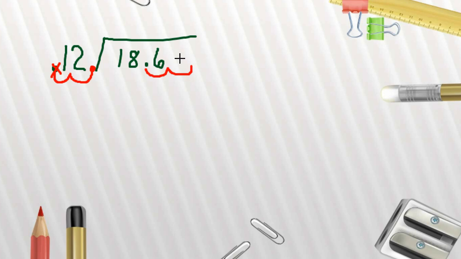Well, I have a problem because there's no number here. And what you have to do, you can't leave that blank spot. And in our number system, blank spots, we put a 0 to show that spot has value.